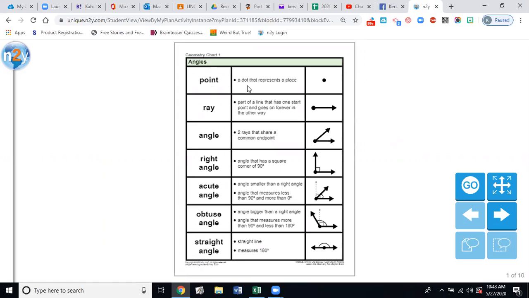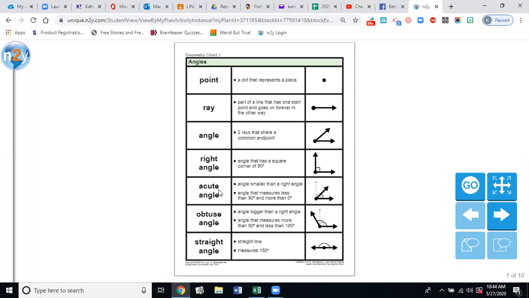A point is a dot that represents a place. A ray is part of a line that has one start point and goes on forever in the other direction. An angle is two rays that share a common endpoint. A right angle is an angle that has a square corner of 90 degrees.